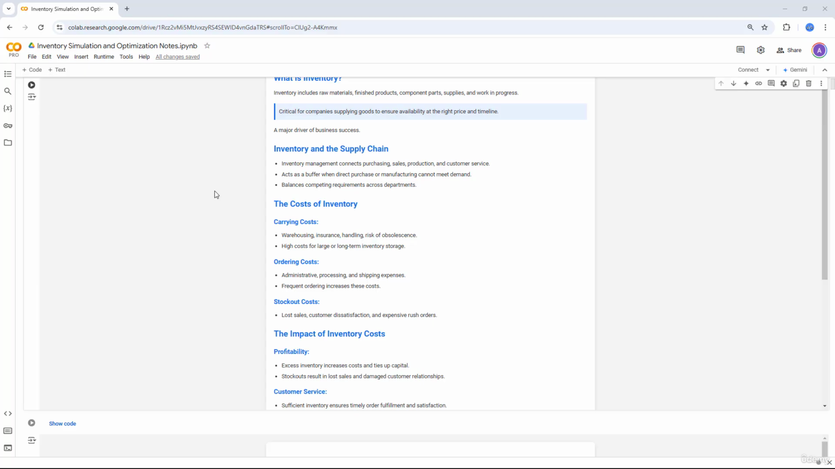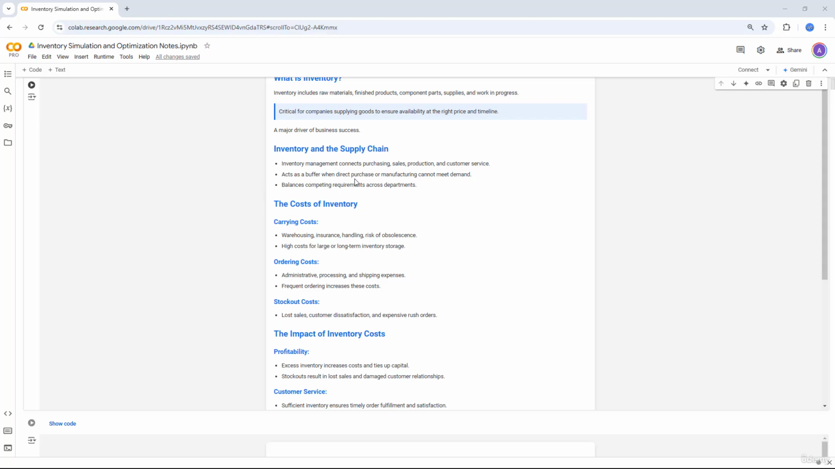So what is inventory? Inventory includes raw materials, finished products, components, supplies, and work in progress items. It is critical for companies supplying goods to ensure availability, and hence managing good inventory is very important for your business. And whether you're owning a small cafe or a large production, you will need to manage inventory to be able to optimize or balance your supply and demand.